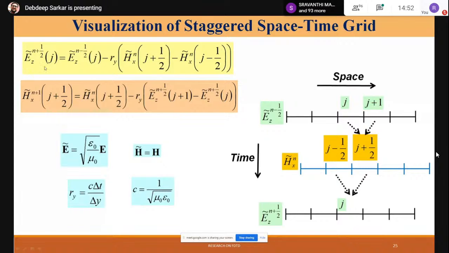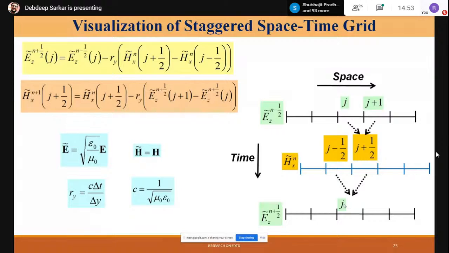You can visualize it from here also, as I am trying to go slowly. We have this Ez at n minus half here, and Hx values at the J minus half location and J plus half location at a time instant half step ahead. So this was n minus half, and this is at n. With this information, I can now evaluate Ez at the n plus halfth step. This is the equation: Ez at n plus half takes the information of Ez at n minus half, combines these two things, and you can evaluate Ez at n plus half at this location J. This is just a visualization.